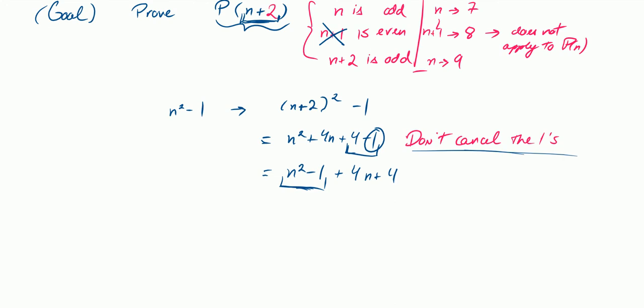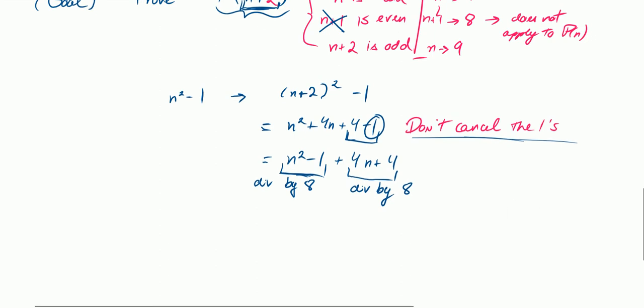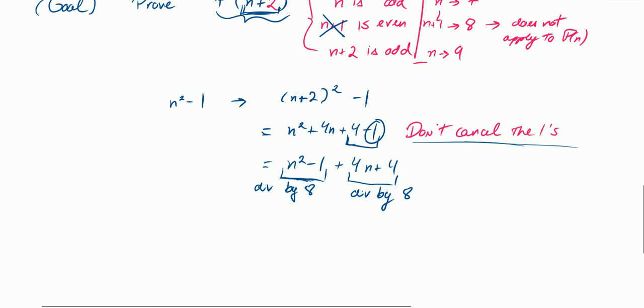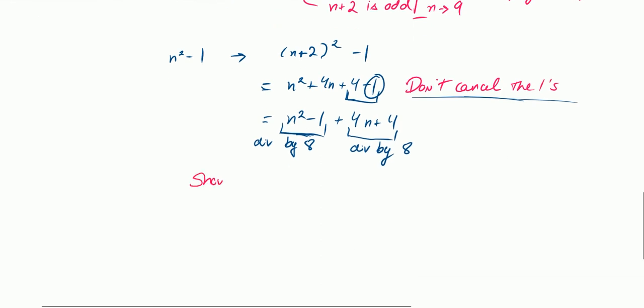So this I know is divisible by 8. Now what I want to show is that this is divisible by 8. Because if I'm adding two things that are divisible by 8, then for sure the whole thing is going to be divisible by 8. So now what I want to do is show that 4n plus 4 is divisible by 8. Okay, so how am I going to do this?